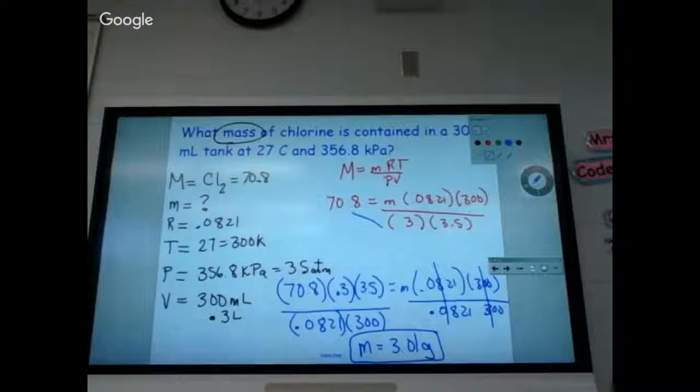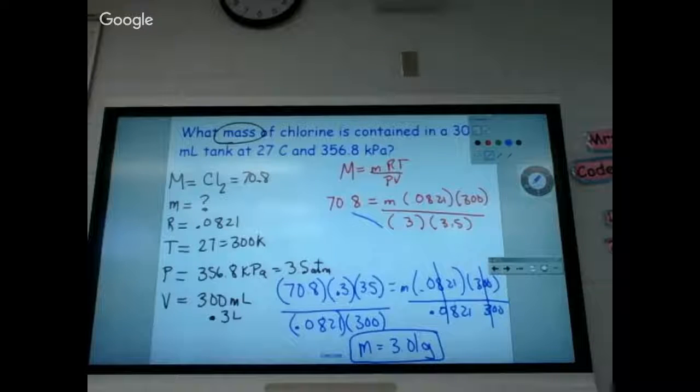You got 3.01 or you got that weird 29? You multiplied by 300 at the end. See how you're dividing by 0.0821? You've got to divide by 300 too. Divide by both numbers in the denominator, 0.0821 and 300.